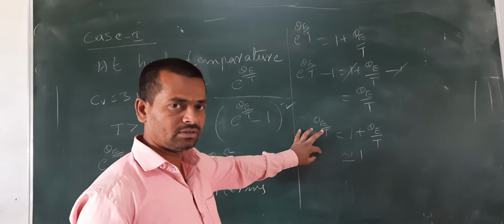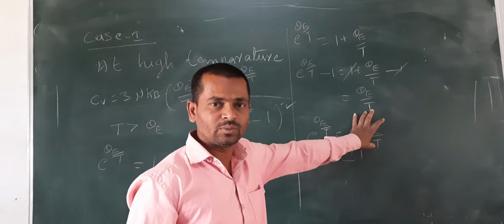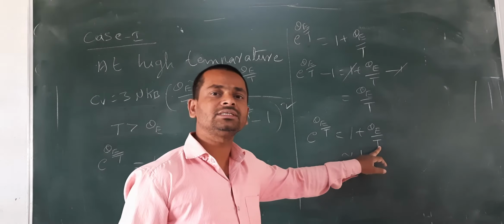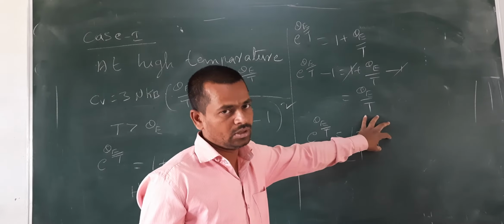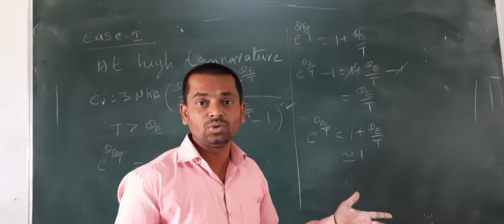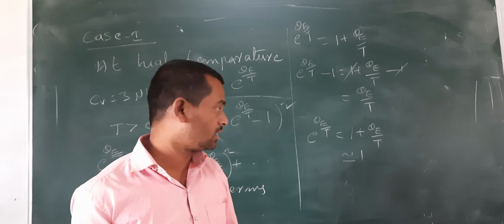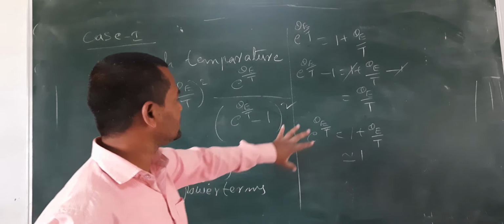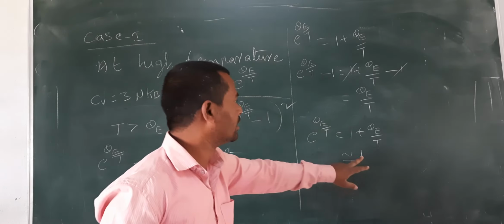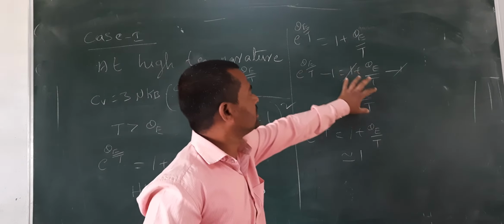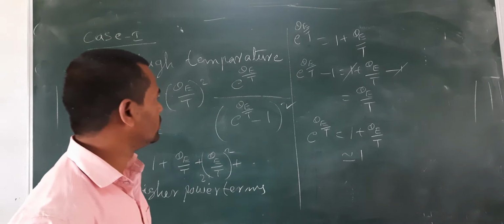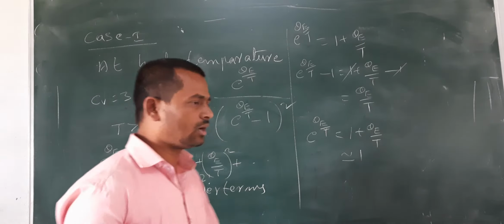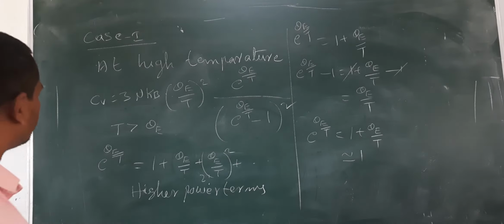e power theta E by T we can write, but when the temperature is high, this term will be low. A lower term added to one causes no more changes, and finally we write it as this. Where this term is there, they write 1. Where e power this term is there, they write this one. So in the place of this, substitute this value. In the place of this, simply write 1. Now what happens here? Now I am going to erase.